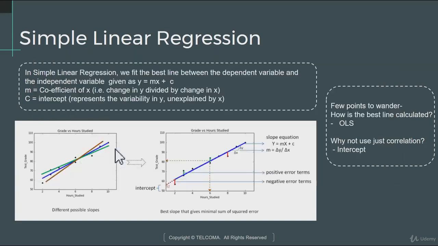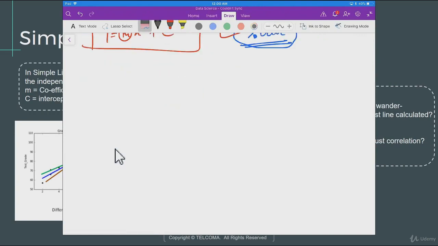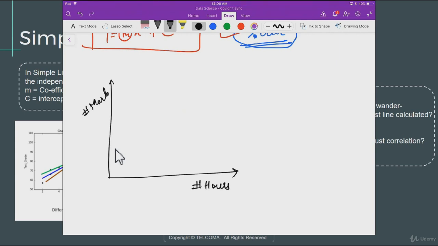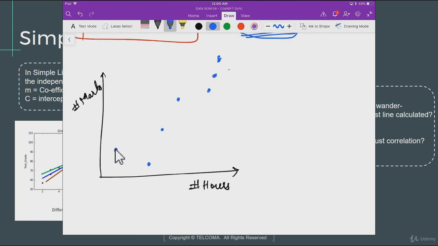So, for simplicity, assume that we have two variables, the same ones we have been using till now. This is the total number of hours, and this would be the total number of marks, right? And we could have different points over here. We could have a point over here, another point over here, another one over here, and probably many more. Now, the number of possible lines that we could draw for this example is literally too many. We can have a line like this, another line like this, another line, let's say like this, and many more. So which is the best line?